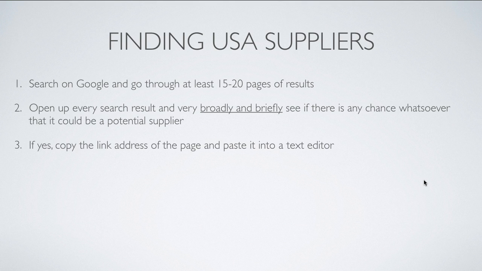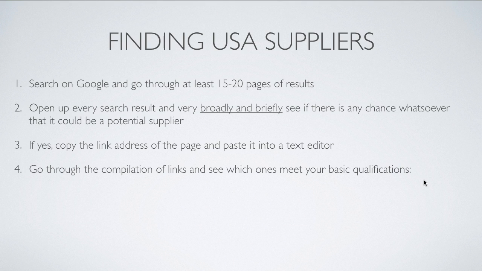If it's good, then you copy the link address of the page and paste it into a text editor. Once you go through all these 15 to 20 pages and put together this long list of links of pages that look good, then you go through each one of these links and see which one meets your basic qualifications. Obviously the most basic qualification is that the supplier is located in the US, because many search results may come up where the supplier is located in the UK or Canada or wherever. So make sure that the page or site of that supplier is actually located in the US.